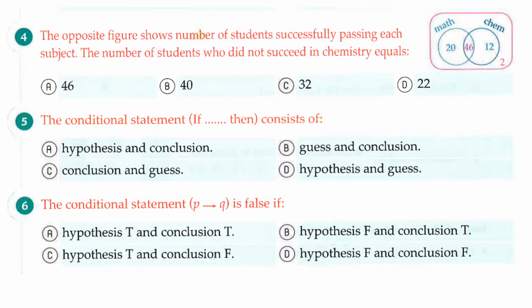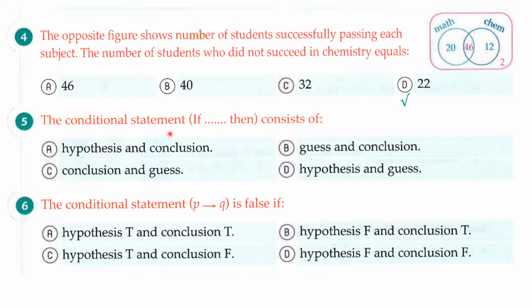Question number 4, the opposite figure shows the number of students, as you can see, successfully passing each subject. So 20 successfully passing math, not actually 20 plus 46 are passing math. And for chemistry, it's 12 passing chemistry plus the 46. 46 means they're passing math and chemistry. And these two did not pass math or chemistry. So the number of students who did not succeed in chemistry equals what? Definitely something outside this circle, right? These 20 did not succeed in chemistry, and these two did not succeed in chemistry. So the answer is D.